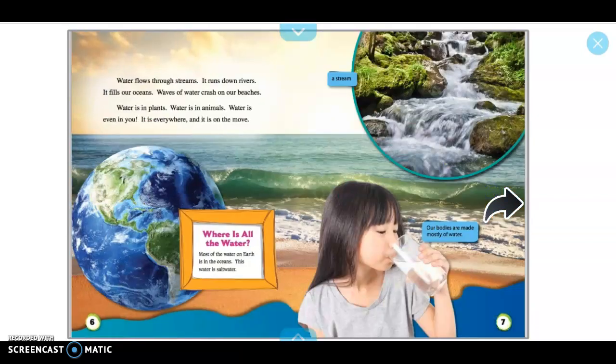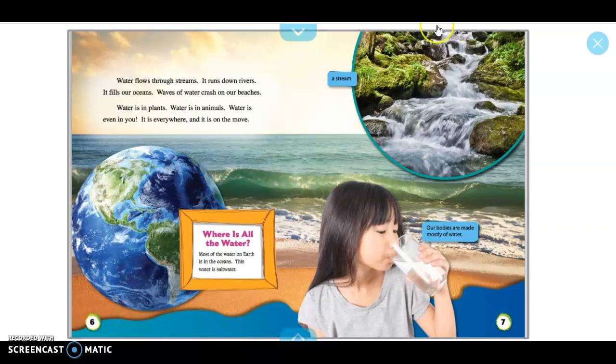Water flows through streams. It runs down rivers. It fills our oceans. Waves of water crash on our beaches. Water is in plants. Water is in animals. Water is even in you. It is everywhere and it is on the move. Where is all the water? Most of the water on Earth is in the ocean. This water is salt water.